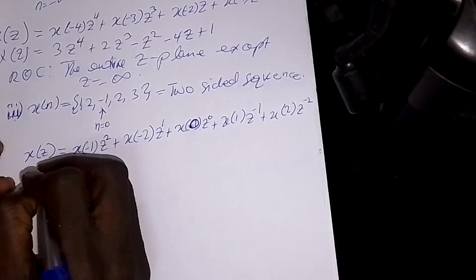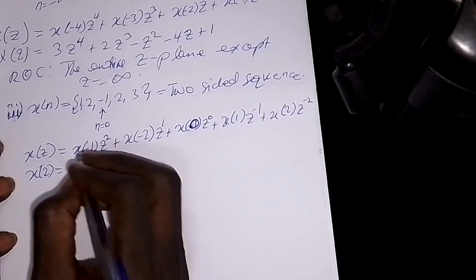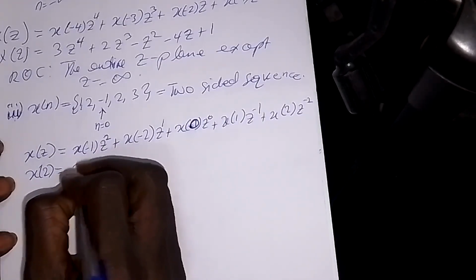So here x of z is equal to, x of minus 2 is 1, so it's z squared.